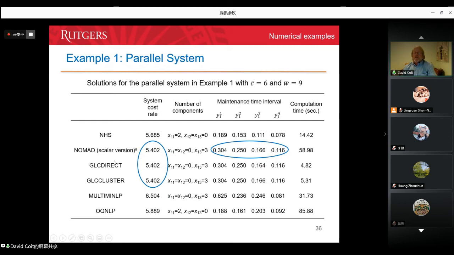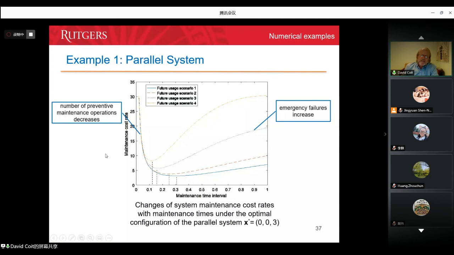I would love to do maybe some sort of convexity proof, but I think it would be difficult to do. So now, here are the 3 components. This is the system cost rate, and this shows for each scenario where the optimal replacement time is. Keep in mind, this is a simple system with just one subsystem.